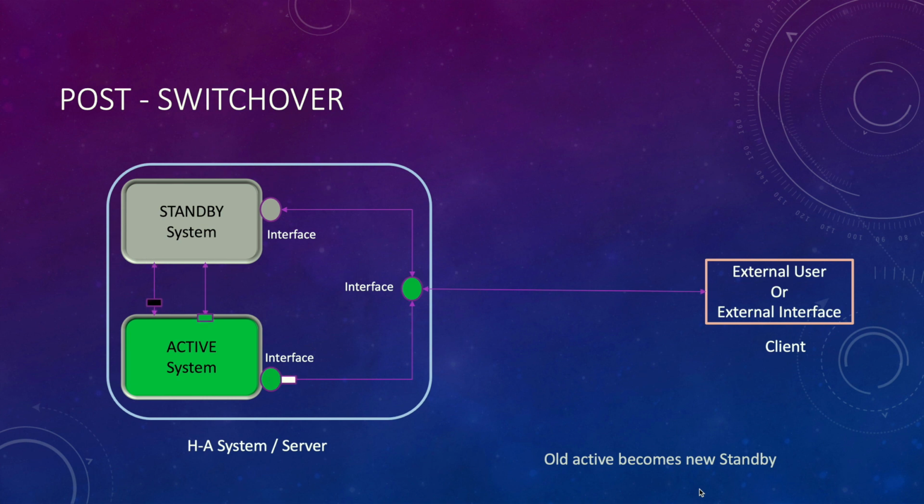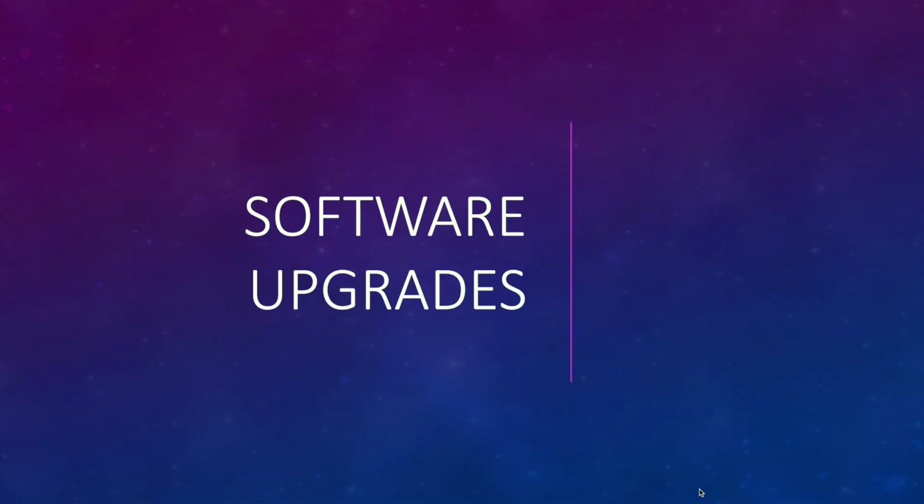Similar setup is also used for software upgrades and downgrades. Now let us see how an HA setup is used for achieving a software upgrade or a downgrade. Note that this kind of approach is typically used in many of the systems to upgrade the software with minimal downtime.